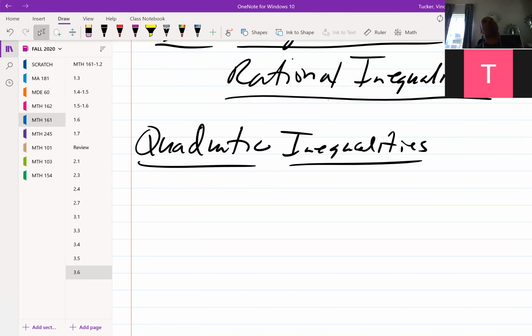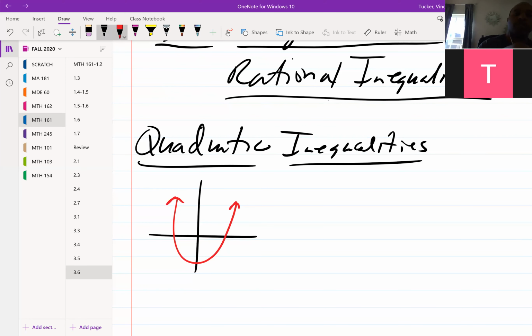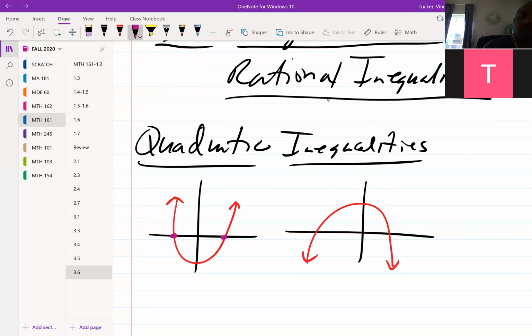When you look at our parabola, remember quadratic means we will get a graph of a parabola. You either look like this or look like this. At these points right here is where our function would be equal to 0. Everything above that will be positive, or there will be intervals of being positive, and everything below would be negative.